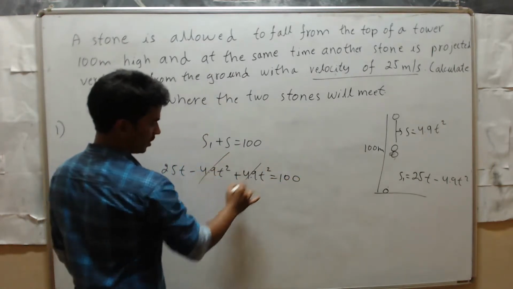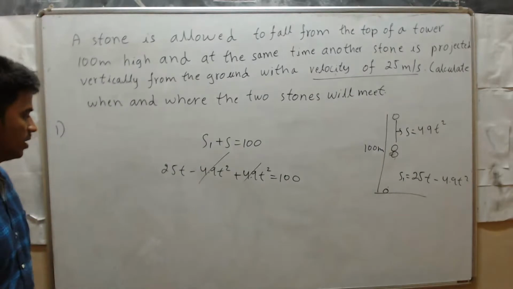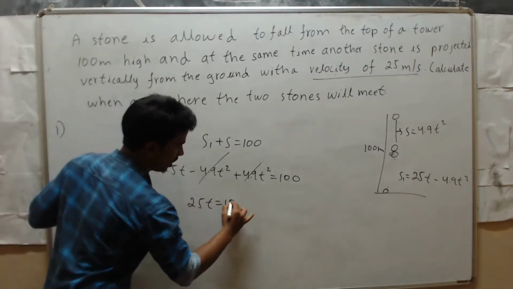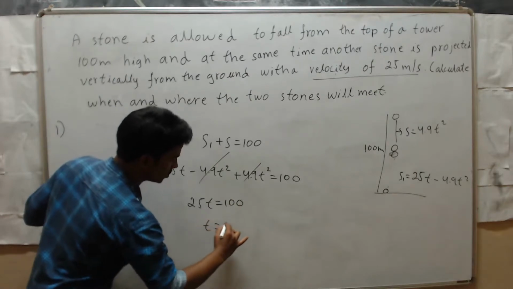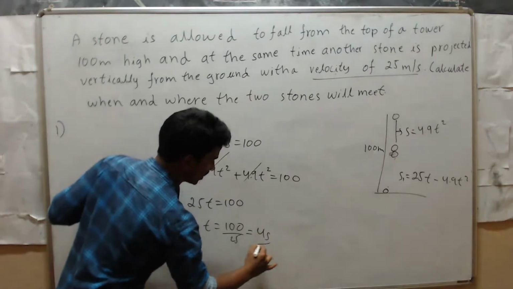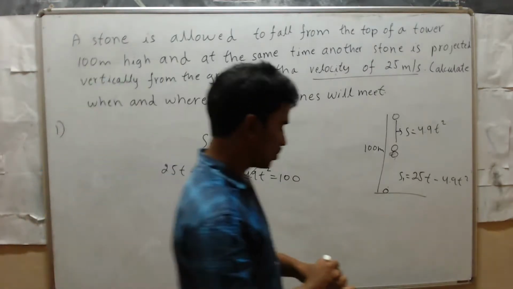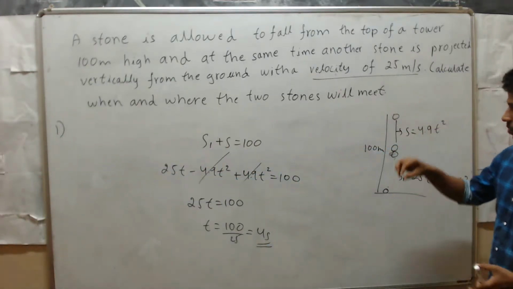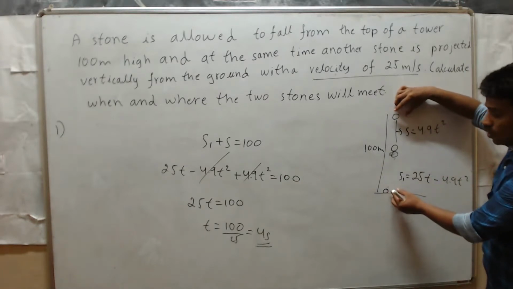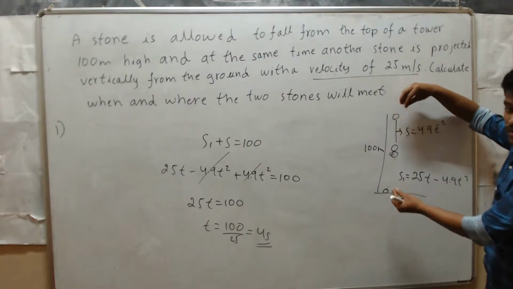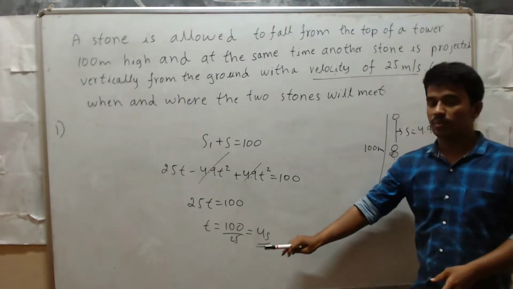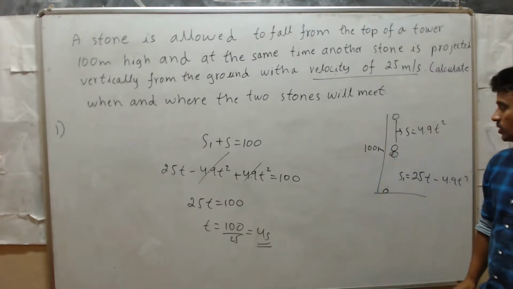See here, minus 4.9 t square cancels, and now this is 25t equal to 100. Then t is equal to 100 by 25, so that is 4 seconds. So after 4 seconds, we have to drop this object from this point and throw this object from here at the same time. So after 4 seconds, both the objects will meet.